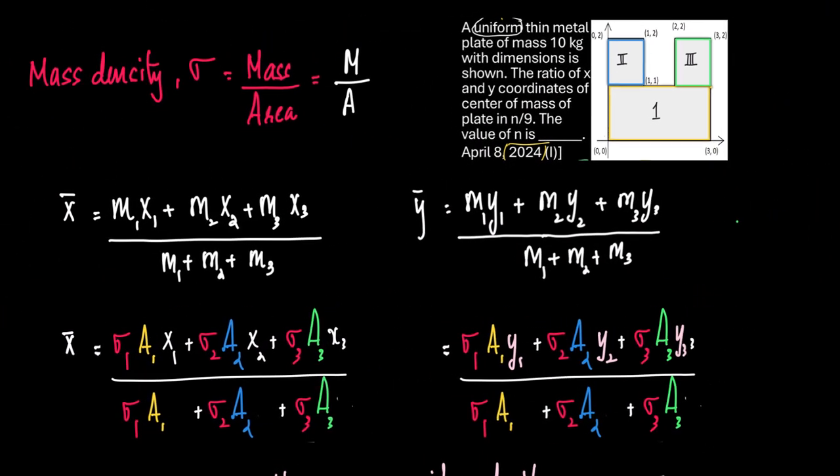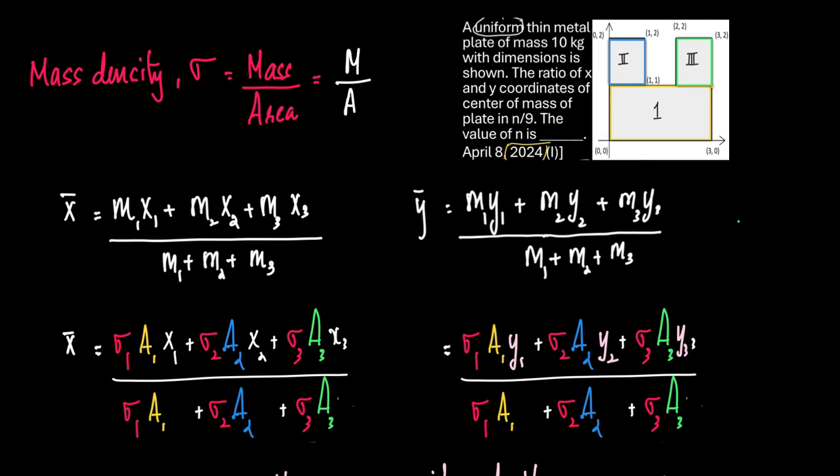Okay. So we know that the mass density, which is equal to sigma, is mass by area, right? Which is equal to m by a. Now we have x bar is equal to m1 x1 plus m2 x2 plus m3 x3 by m1 plus m2 plus m3, the x coordinate of the center of mass. And similarly, we have y bar is equal to the corresponding terms, m1 y1, m2 y2, m3 y3, over m1 plus m2 plus m3, right?